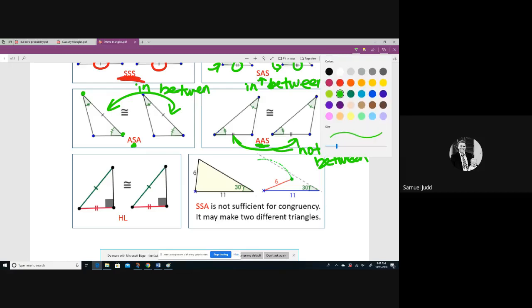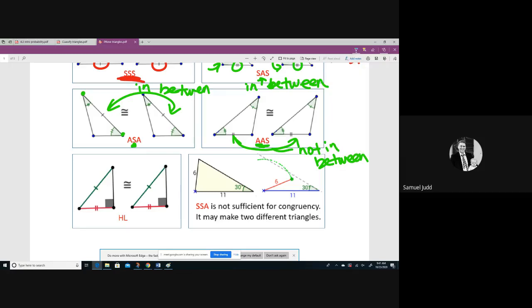Okay, the final reason for proof is a special case, and it only happens when you have right angles. When you have right angles and the hypotenuse and a leg are congruent, that's a valid reason for proof, hypotenuse leg.